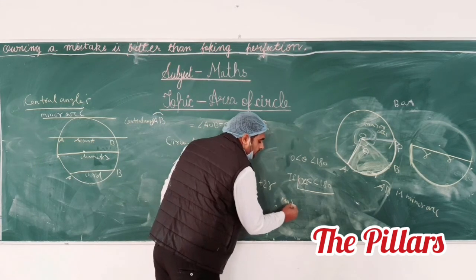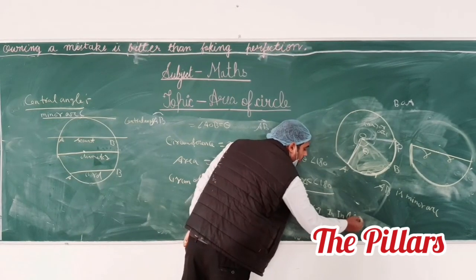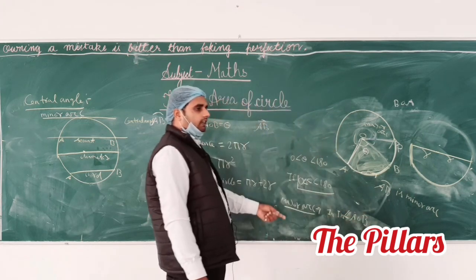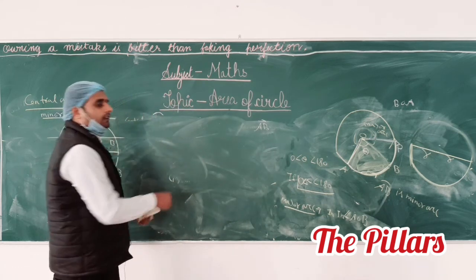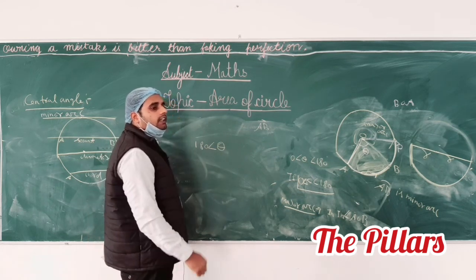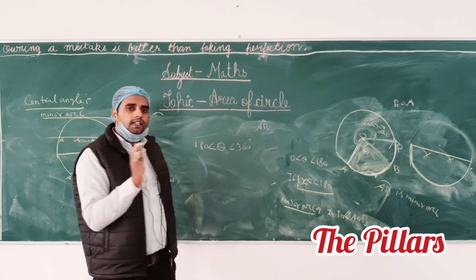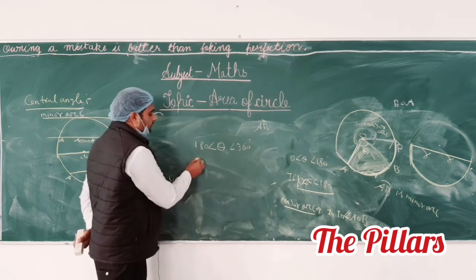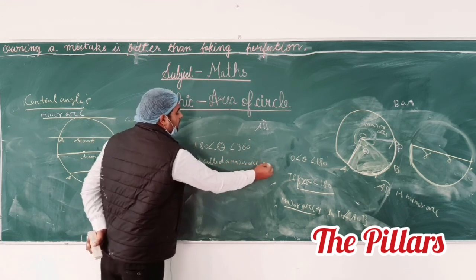Now the major arc. In angle AOB, if theta is greater than 180 and less than 360 degrees, it means 180 is less than theta is less than 360 degrees, then it is called a major arc. Till here, does anyone have any problem?